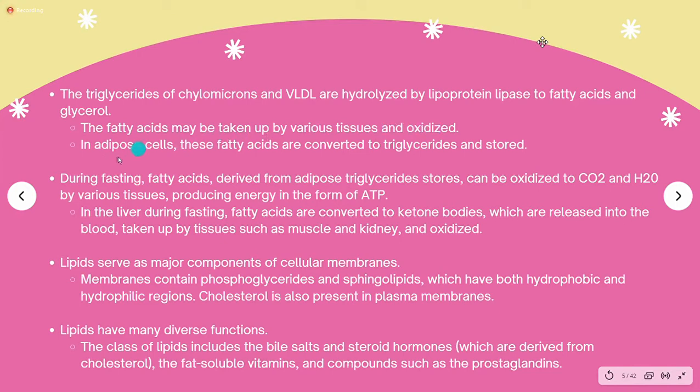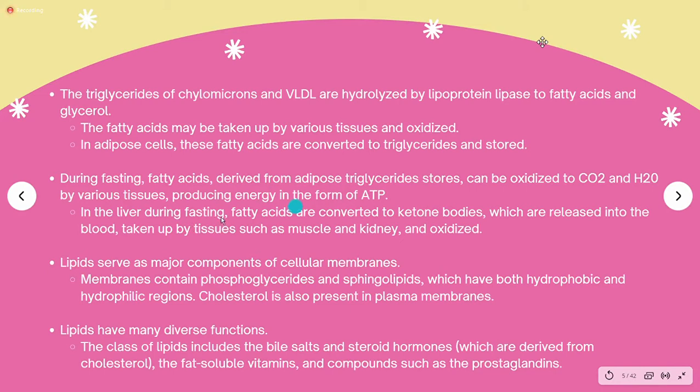In the adipose tissue cells, these fatty acids are converted to triacylglycerol again and stored. During fasting, however, fatty acids are derived from the breakdown of triglycerides stored in the adipose tissue and can be oxidized through a process known as beta oxidation of fatty acids to form ATP, carbon dioxide, and water. So various tissues produce energy in the form of ATP.